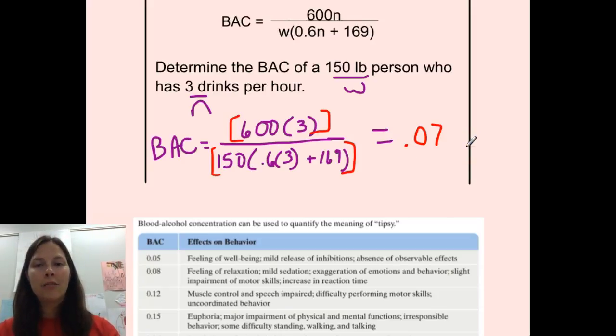Technically, it would be legal for this person to drive. However, there are a lot of other factors that affect blood alcohol concentration, such as your gender and whether or not you've been eating or drinking water or non-alcoholic drinks. So it's always best, if you plan on having even one drink, to make sure that somebody else is driving once you turn 21 and it's legal for you to drink.